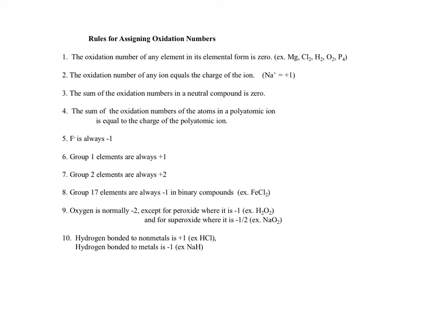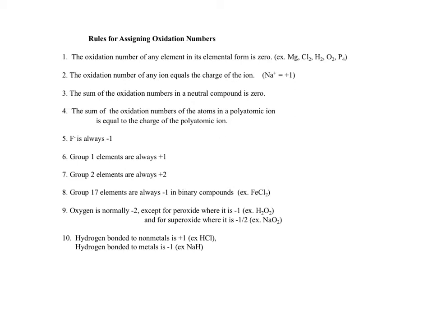Okay, rules 3 and 4. The sum of the oxidation numbers in a neutral compound is 0. And the sum of the oxidation numbers of the atoms in a polyatomic ion is equal to the charge of the polyatomic ion. So I will show you all about that coming up. Then fluoride always is going to be -1. Group 1 elements are always going to be +1. Group 2 elements are going to be +2. Group 17 elements in a binary compound are going to be -1. So chloride here will be -1. And oxygen is normally -2.